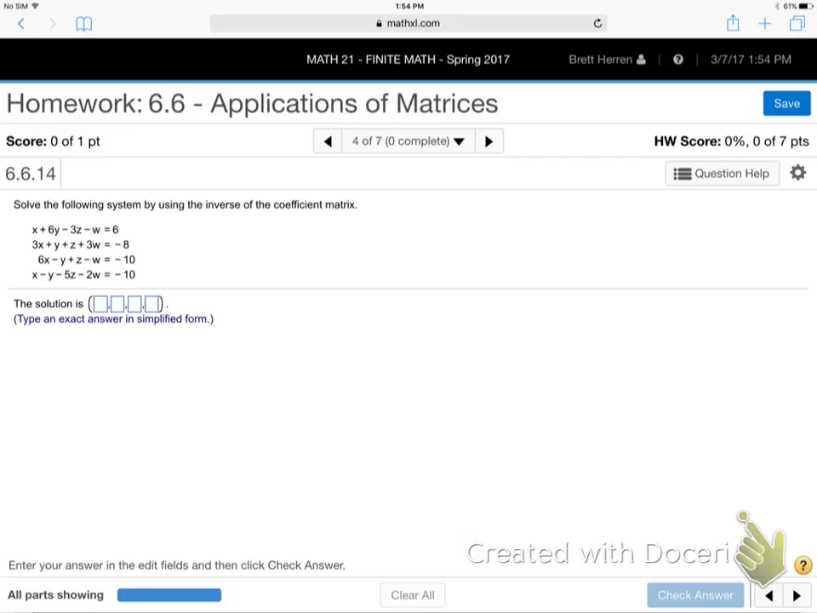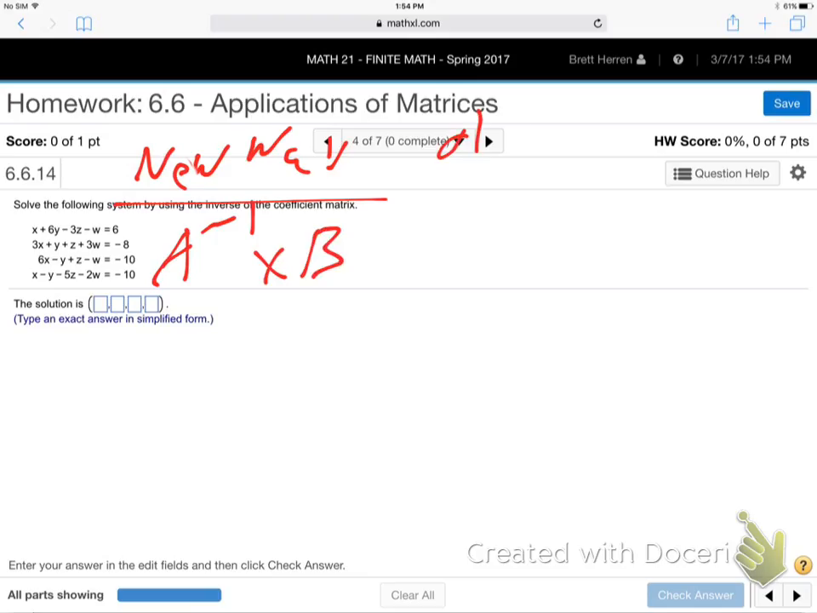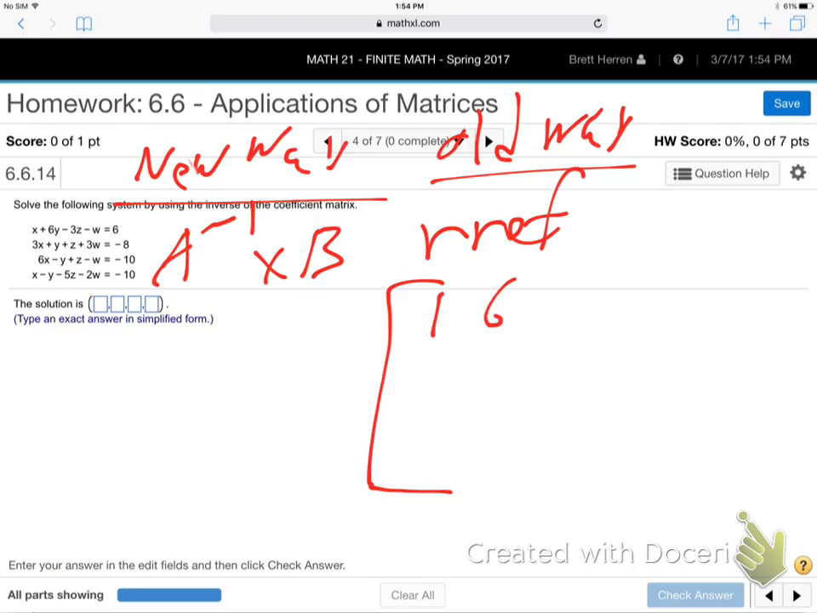Well, let me do it the new way. Not the now, but the new. See the difference? They're both on the test, which is day after tomorrow, so it's good that I remind you. The new way is to take A inverse times B. The old way, the RREF, was to do RREF of the whole thing, meaning 1, 6, minus 3, 1, and 6, the right side.